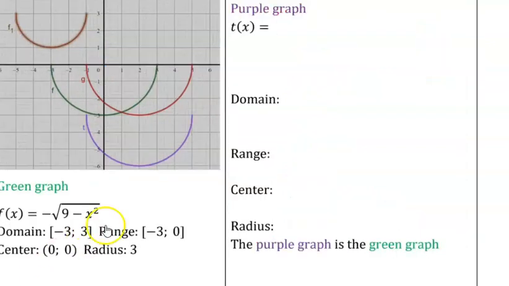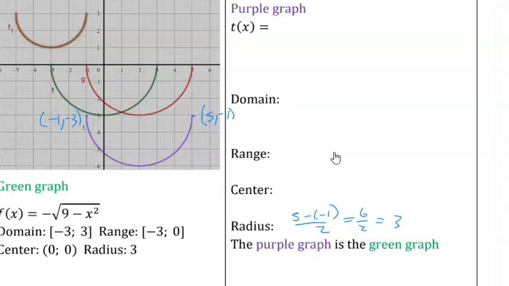Let us look at the purple graph. Again, this is the graph t of x. If I look at the left endpoint there, I get x is minus 1, y is minus 3. If I look at the right endpoint, I get x is 5 and y is minus 1. So my radius will be (5 minus -1) divided by 2, which is 6 divided by 2, which is equal to 3. Exactly the same as that of the green and the red graph.